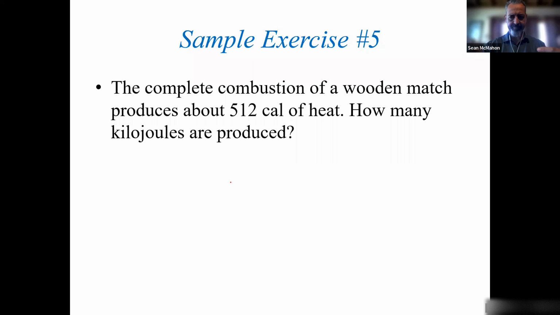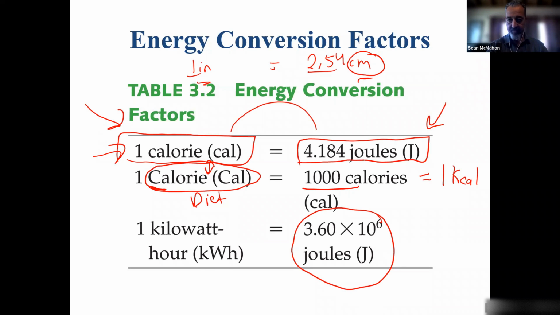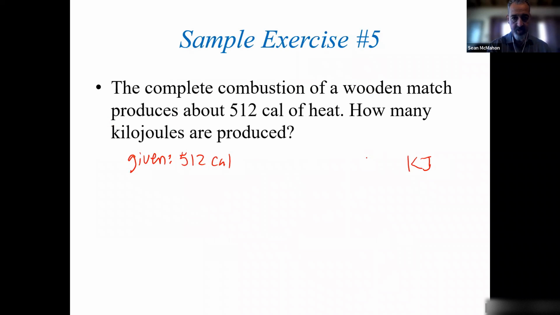So let's try to do a calculation here. Let's say I'm going to burn a match and it's releasing 512 calories of heat. So I'm given 512 calories. I want to know how many kilojoules. So in the previous slide, we saw that 1 calorie is 4.184 joules. So I can convert calories to joules, knowing that there's 1 calorie per 4.184 joules.